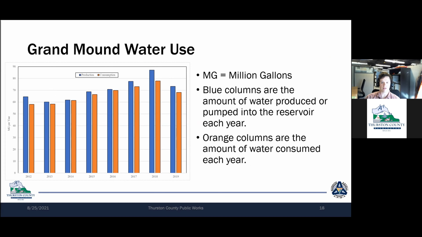This graph illustrates water use in Grand Mound from 2012 to 2019. The vertical axis, known as the y-axis of the graph, represents million gallons per year and is in increments of 10 million gallons. Time, in years, is along the horizontal axis, known as the x-axis, and goes from 2012 to 2019. The blue columns represent the amount of water produced and pumped into the reservoir each year. The orange columns are the amount of water consumed each year.